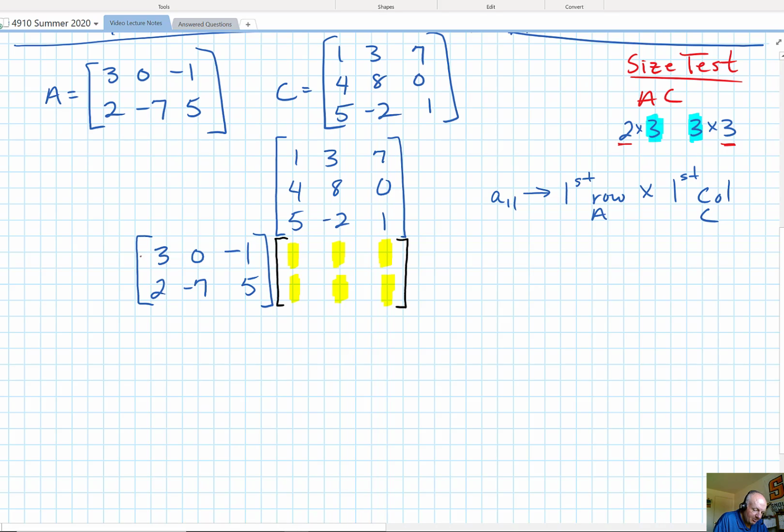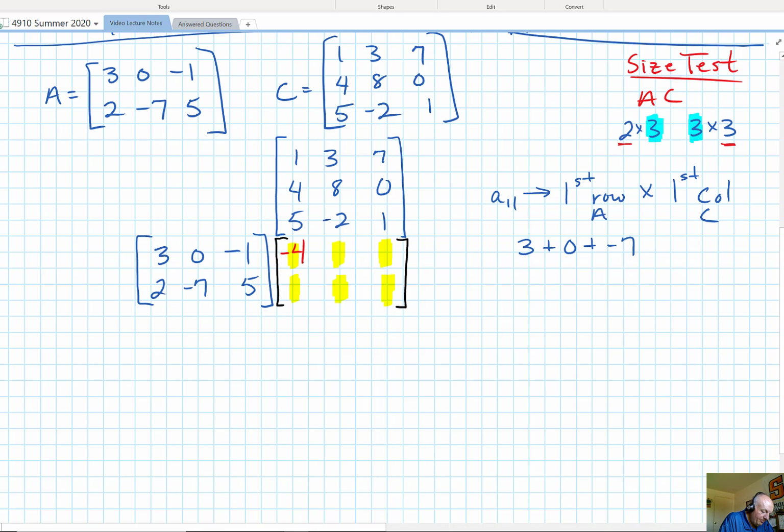So I'm just going to go this times this, and remember how that works when you do a row times a column. It's first times first, second times second, third times third. And so if we write that down, we will have first times first is 3, plus second times second is 0, plus third times third is -7. So 3 plus a -7 is a -4.